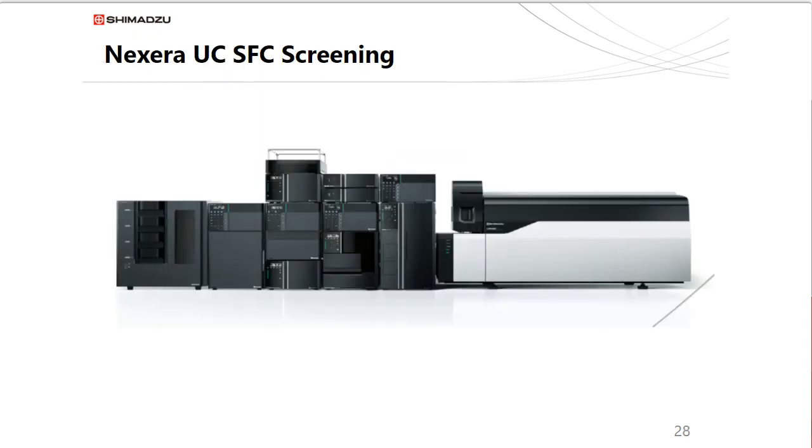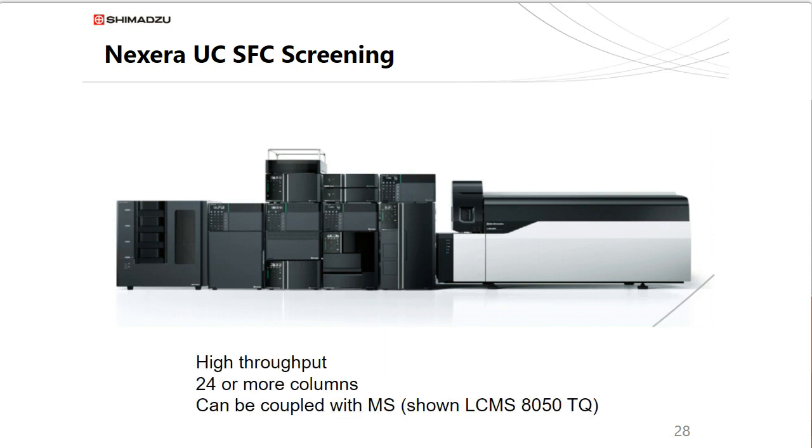So we've seen LC and we've seen SFC screening systems. Here's our SFC screening system. It's a high throughput system that allows you to do multiple samples, up to 24 or more columns, multiple mobile phases. It can also be coupled with mass spec, as shown here with our 8050 triple quad.